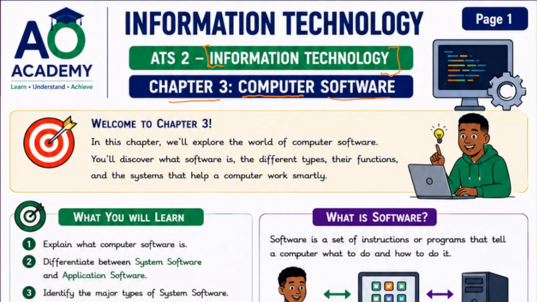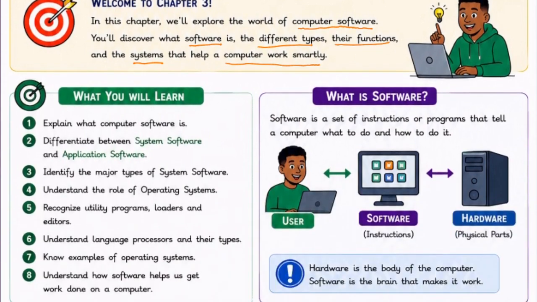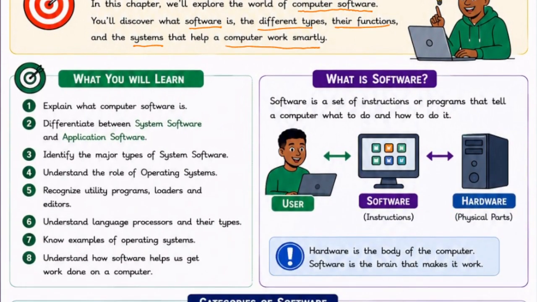In this chapter we explore the word computer software. What you're going to discover is what software is, the different types of software, their functions, and the systems that help a computer work smartly. That is what we are going to discuss in this chapter.